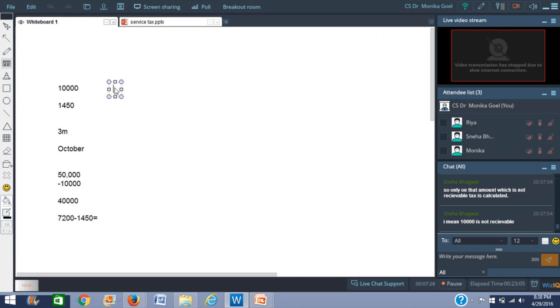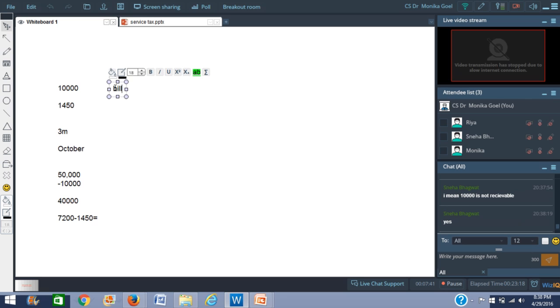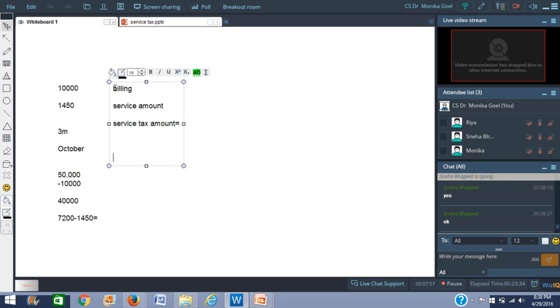When you go to any particular shop, they have a billing machine. You've seen that machine? All counters these days have it. In the billing machine they raise bills, and in the bill they mention the service amount and the service tax amount. Now at the end of the day or the end of the month, for all the bills they will aggregate the service amount and they will aggregate the service tax amount. Right, Sneha? Is it fine?